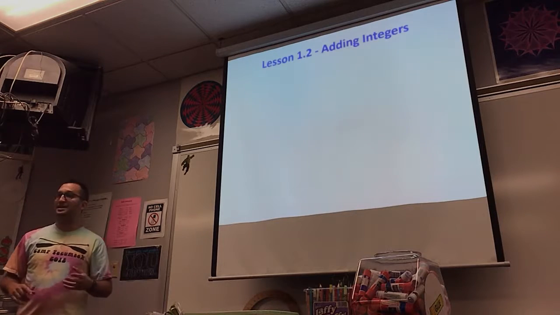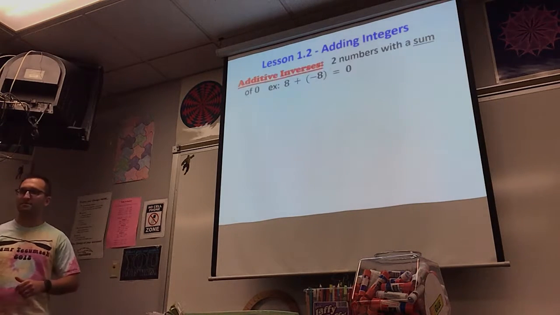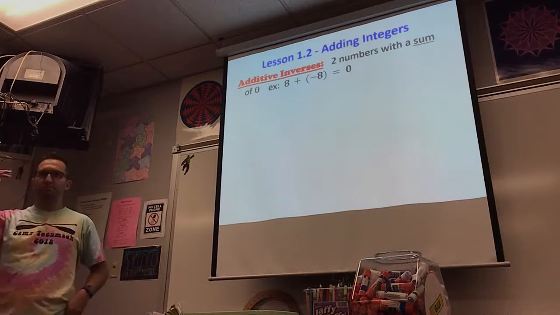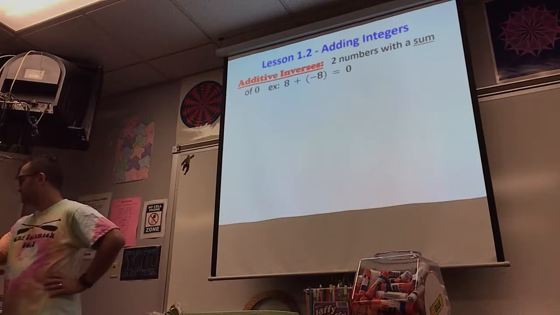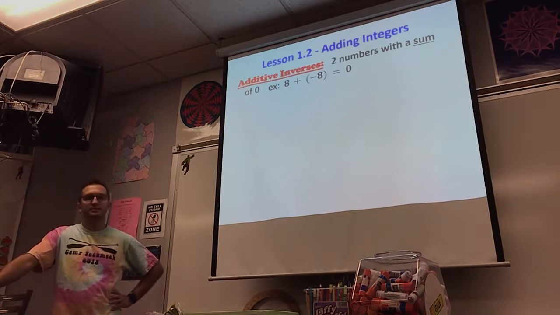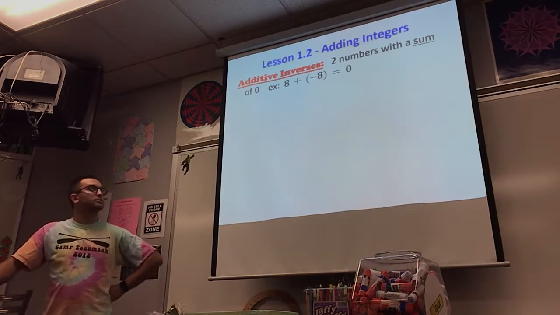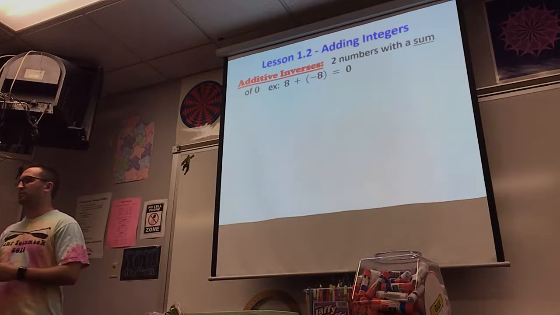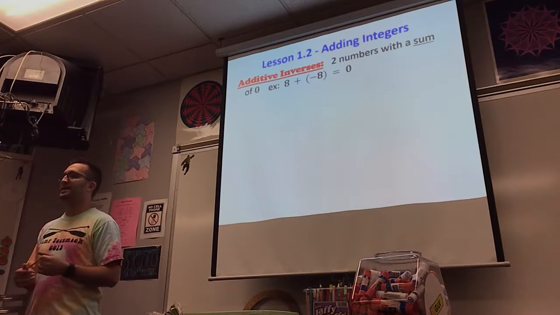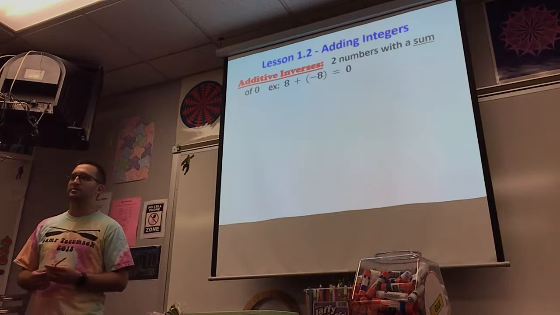One vocab word that we need to add before we get to the green piece of paper. It's called an additive inverse. So if you would please get this vocab word written in. Additive inverses are two numbers with a sum of 0. 8 and negative 8 are additive inverses, because when you add them together, they'll equal 0.